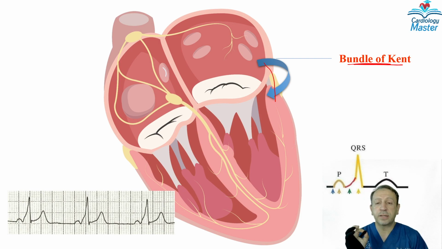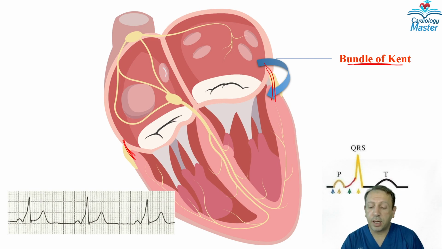This bundle has unique properties. Number one, you should know that it can be present on the left side or on the right side, connecting the right atrium to the right ventricle, or directly the left atrium to the left ventricle. And the other thing is that it has bidirectional conduction flow. So either it can conduct the impulse from the atria to the ventricle in this direction, or it can conduct from the ventricle to the atria in the opposite direction.